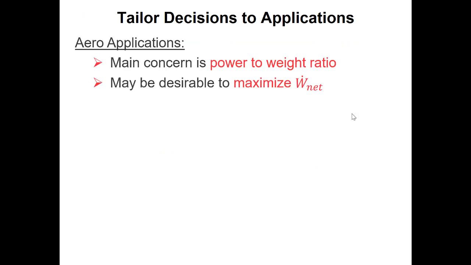So you have to think about your application, right? If you're talking about an aero application, remember I said that these Brayton cycles form the core of a turbojet engine. Here you're probably trying to maximize your power to weight ratio because you want to be able to fly your airplane. So you might be more interested in net power than you are in efficiency. That's not to say that you're not interested in efficiency, because if you can improve efficiency of a turbojet engine, and you think about how much air traffic we have in normal times, even small changes in efficiency can result in very large reductions in cost and in total emissions.